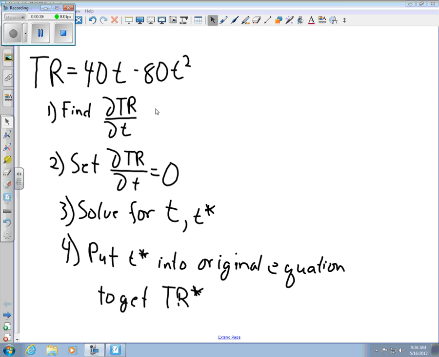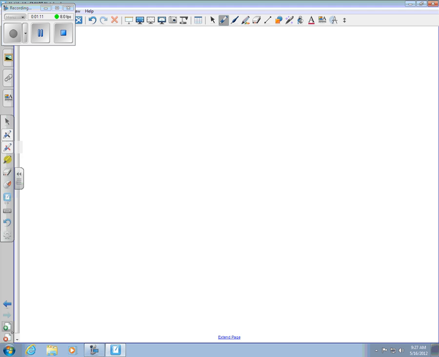The second step is, remember, we want to find where that slope is equal to 0, where the curve changes direction from going up to down or from down to up. You set that equal to 0, and then you solve for what is in the denominator of your slope description. That will give you T star. When you have T star, you plug that into the original equation, what is tax revenue equal to, and that will give you the maximum possible tax revenue. So that's what we're going to be doing right now.